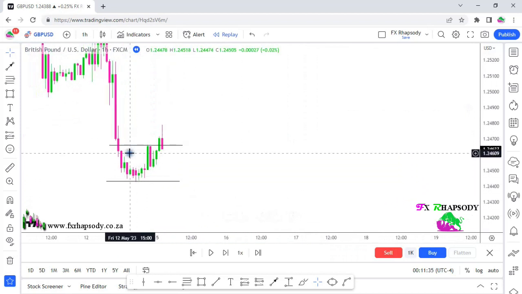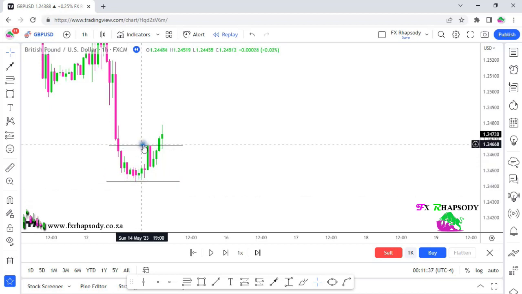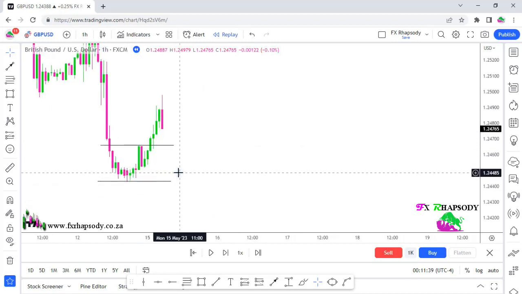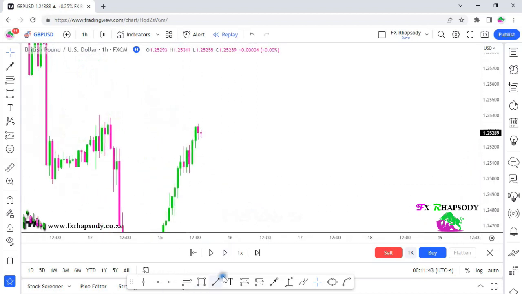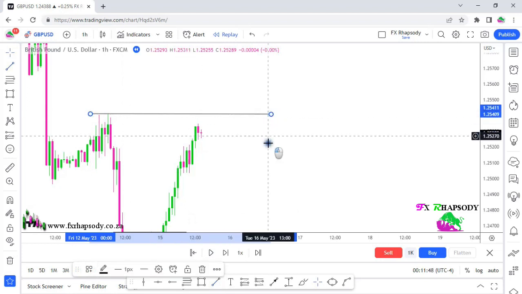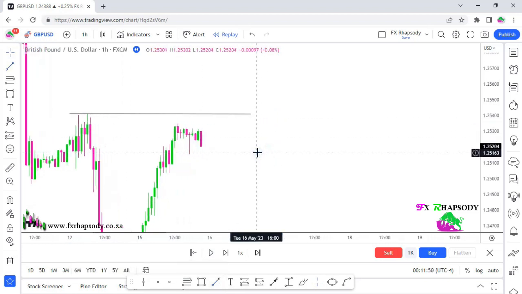Price, this is the area in the market that price ended on last week. So that is going to be my swing low once again. Price moving up. As you can remember, this is the area in the market that we highlighted on the 4 hour time frame.